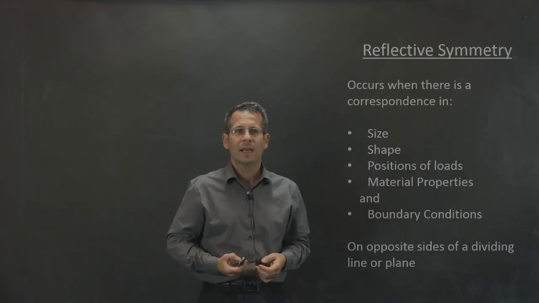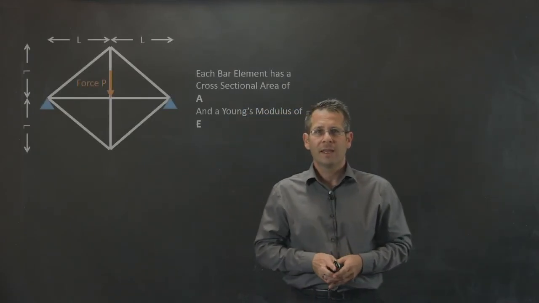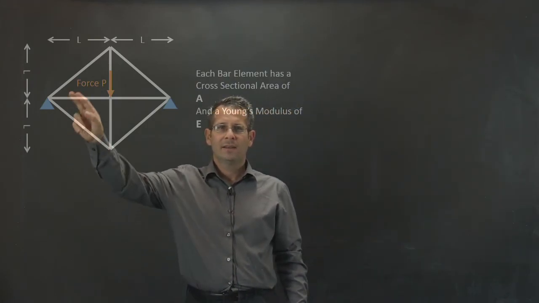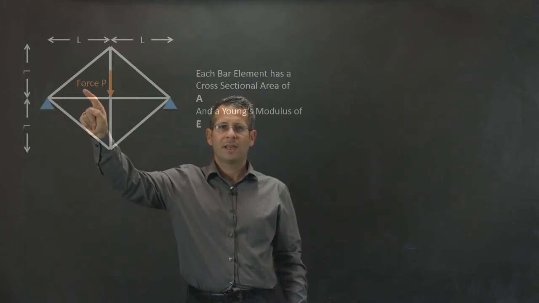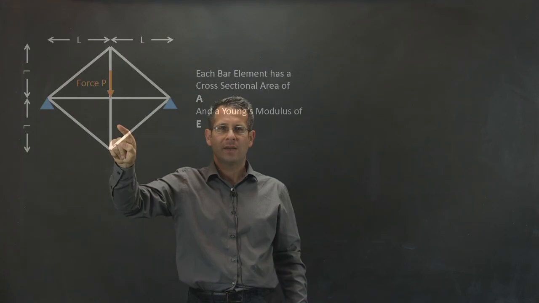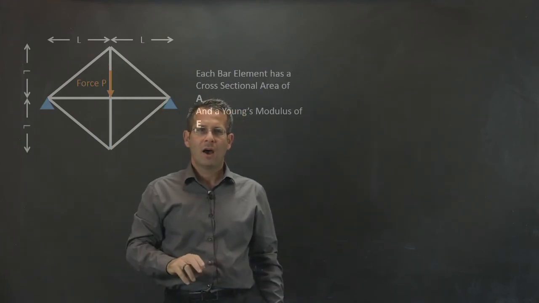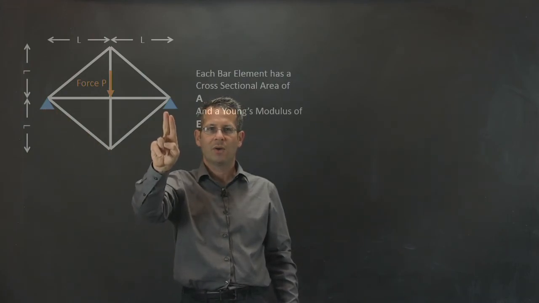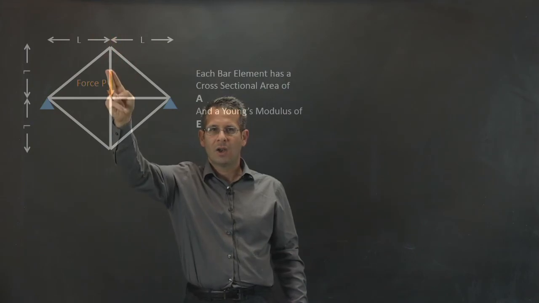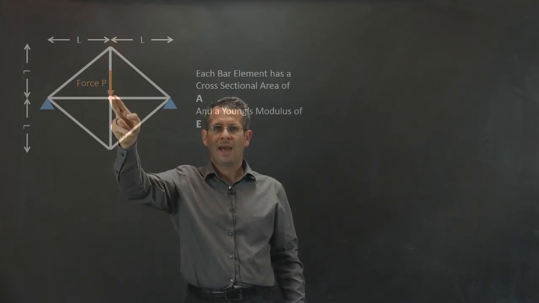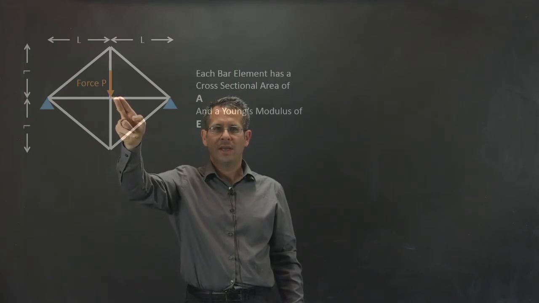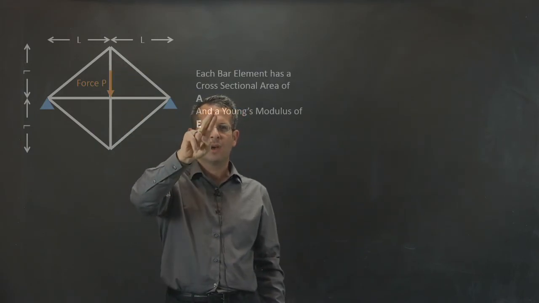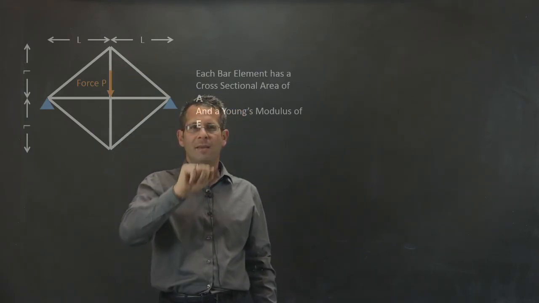Let's look at an example to demonstrate how we can use the concept of reflective symmetry to simplify our problems. Let's take a look at a problem. Here's a simple truss. It has 8 bar elements, one located here, here, here. There's one here. There's another one here, here, and here. There are 2 pin joints supporting my truss, one located here and one located here. There's a force along this line applied at this joint or node here, a force with a magnitude of P. All of the bar elements have the same cross-sectional area A, and they all have the same Young's modulus.